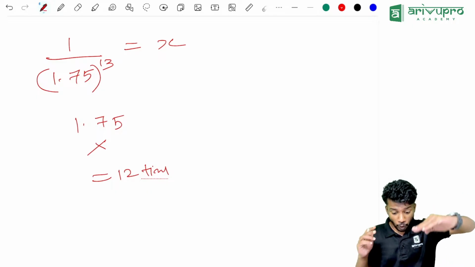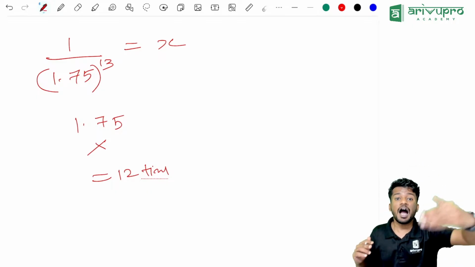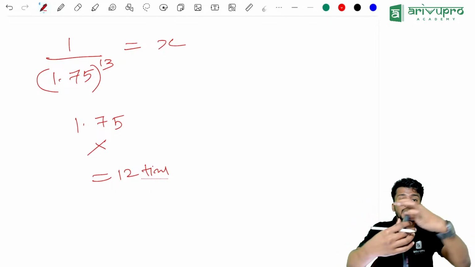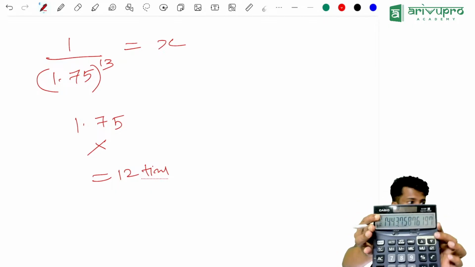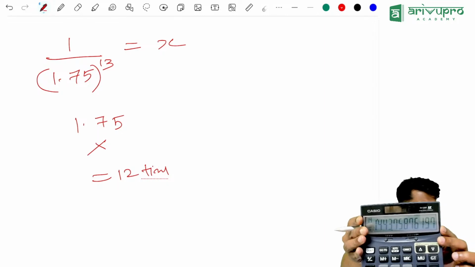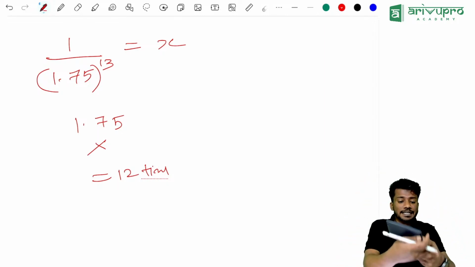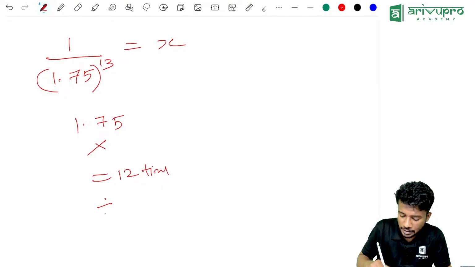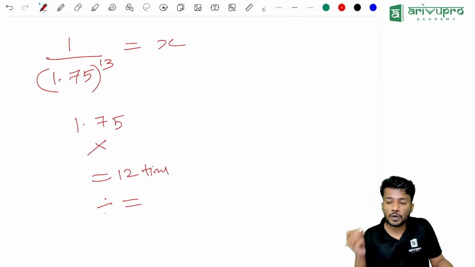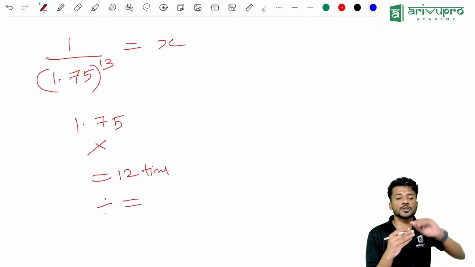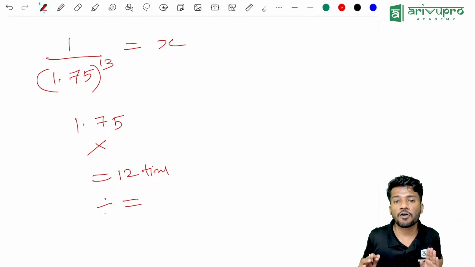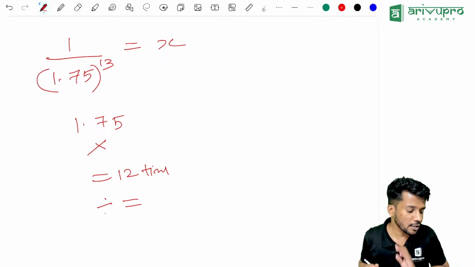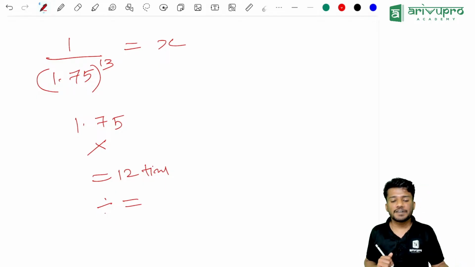Now you want to bring the reciprocal. How will you take the reciprocal? In order to take the reciprocal, whatever value you have on your calculator, click the divide sign, then click the equal to sign, divide equal to. When you click divide equal to, it will take the reciprocal automatically. Then you will get the value of x.